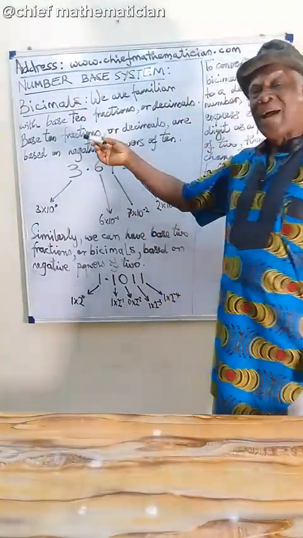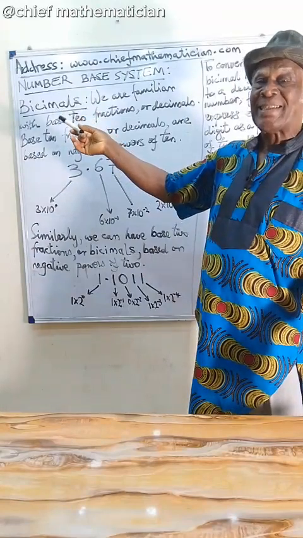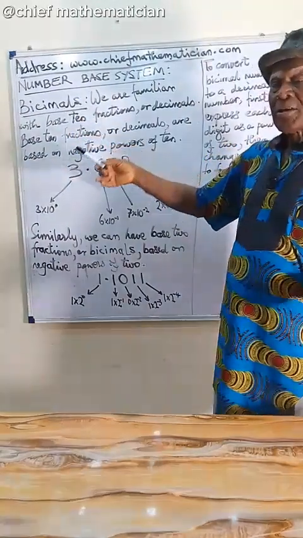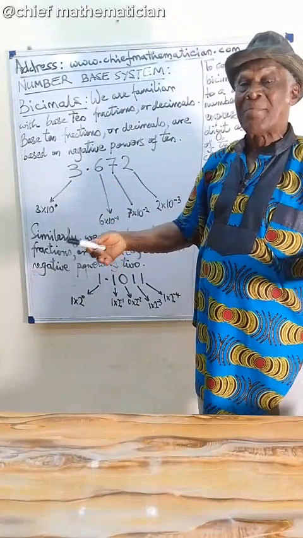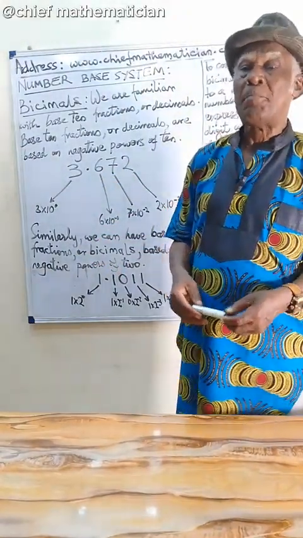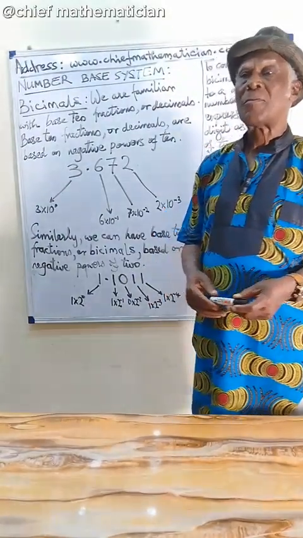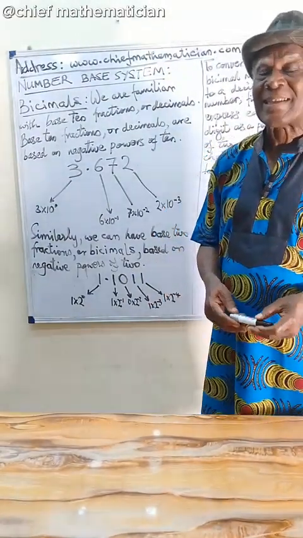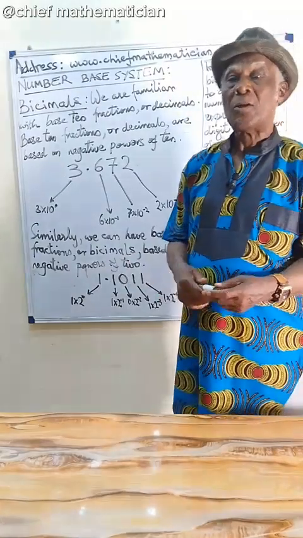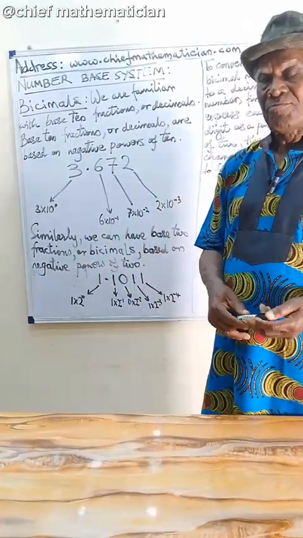So this time around, we are going to look at bicimals. Just like you have decimals in base 10, so you have bicimals in base 2. Please take note. Just as you have decimals in base 10, so you have bicimals in base 2.